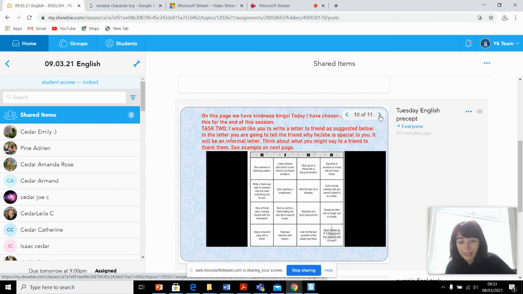Finally, the final task of the day, given that our theme is going to be kindness, well, I found this kindness bingo and I really liked one of the choices. Well, I liked all of the choices on there, but I thought that the one that says send a card to a friend telling he or she why they are special to you was a lovely idea. So to end the lesson that's based around kindness, I'd like you to write a letter to a friend as suggested below, but you're going to do it in your book.